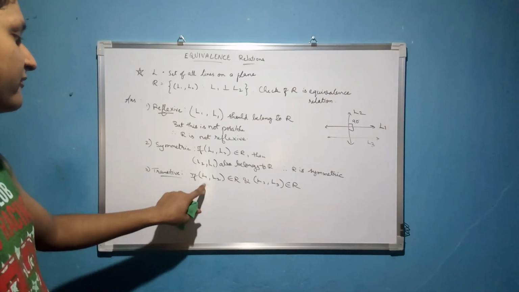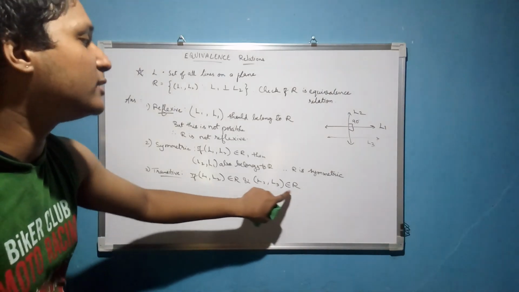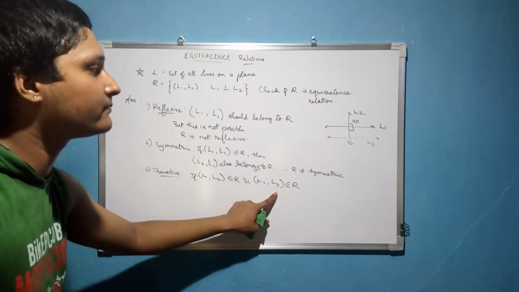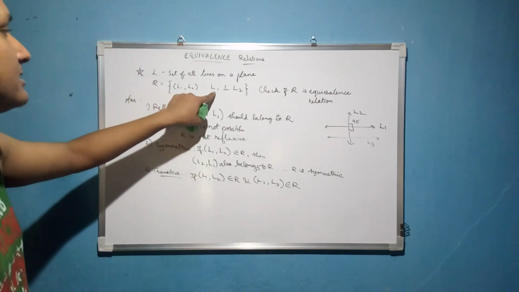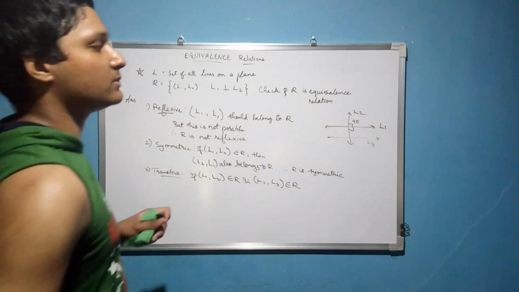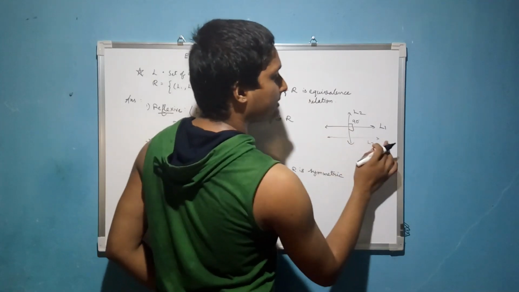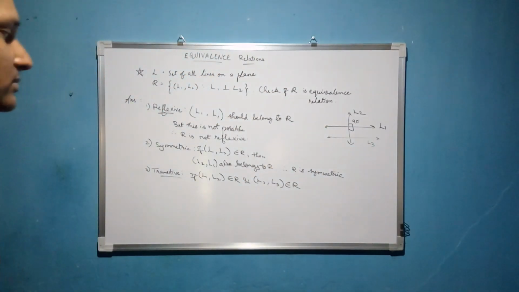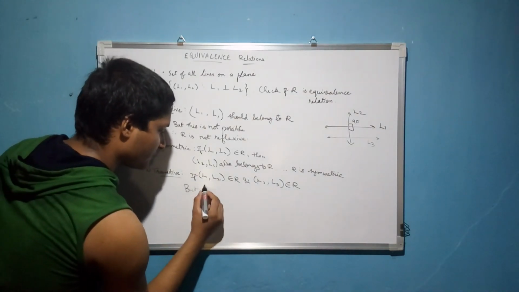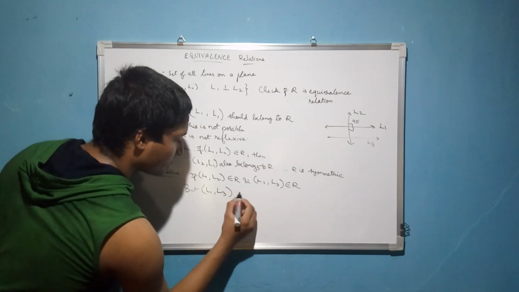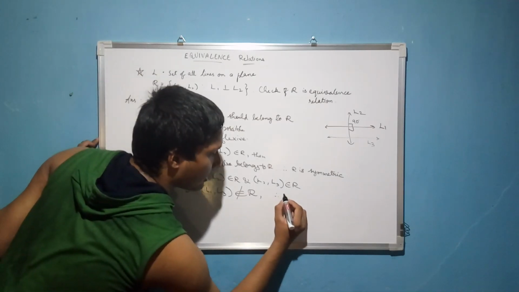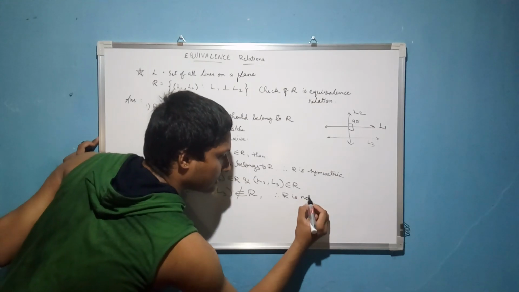So now if (L1, L2) belongs to R and (L2, L3) belongs to R, then if it is transitive, (L1, L3) belongs to R. What is the relation? L1 is perpendicular to L2. That means L1 should be perpendicular to L3. Is it possible? Here L1 is a horizontal line and L3 is also a horizontal line. Therefore this is not possible. (L1, L3) does not belong to R. Therefore R is not transitive.